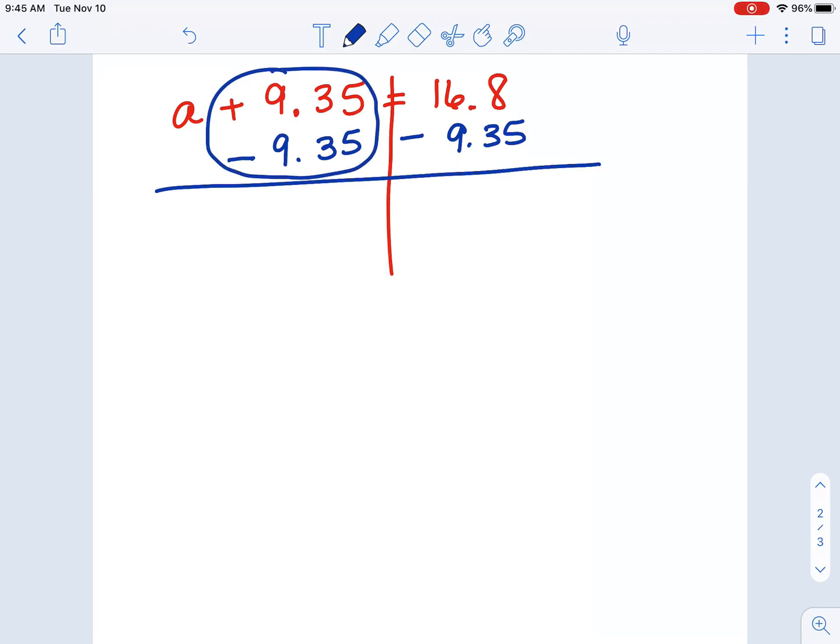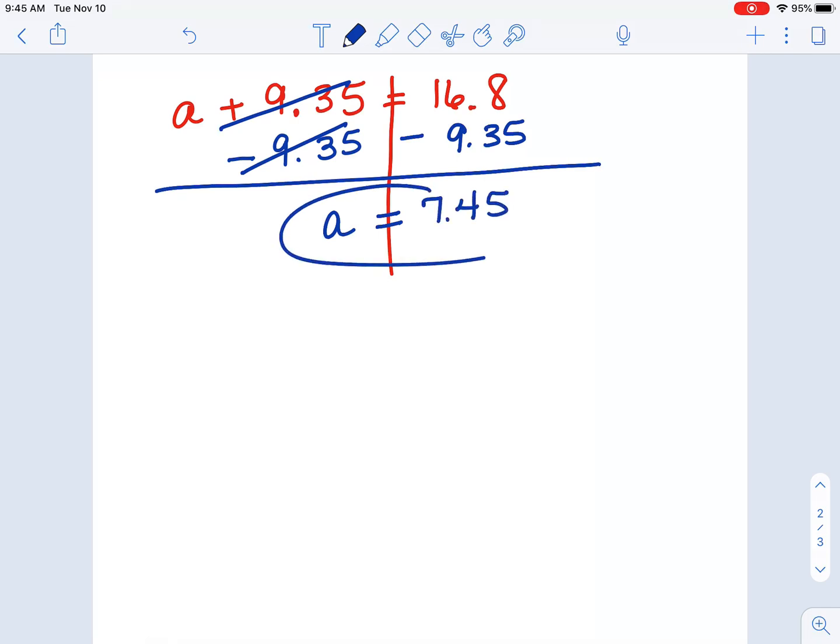These two numbers are opposites. And like we've talked about in class, opposites do attract, but when they attract, they collide and burst into pieces. So we say these cancel out, and leave me with A all by itself, which is what I wanted. On the right side, I do the math. So on the right side, it says 16.8 minus 9.35. Use your calculator. 16.8 minus 9.35. So that's 7.45. There's my answer.